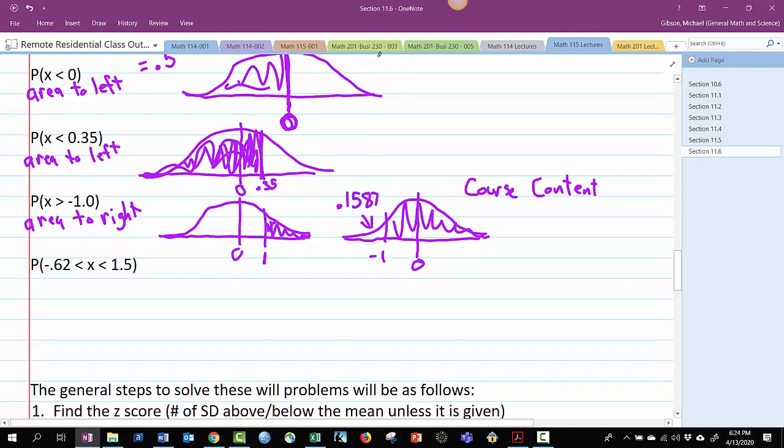So remember, now we're going to use our total probability thing and our complement, right? The complement of that. If its probability of being less than that is 0.1587, then the probability of being greater than that is 1 minus 0.1587 equals 0.8413. Okay?